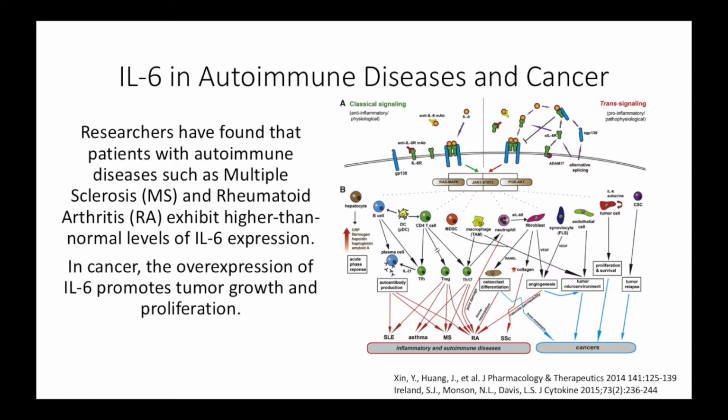Additionally, overexpression of IL-6 is seen in cancer patients. The overexpression of IL-6 in cancer patients is linked to the proliferation and survival of tumor cells.